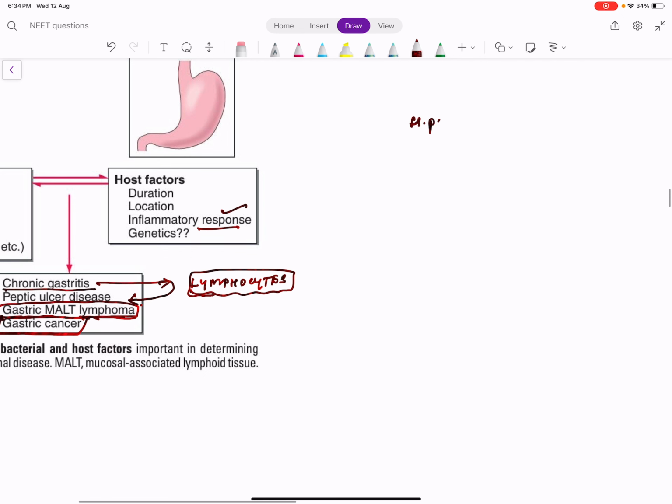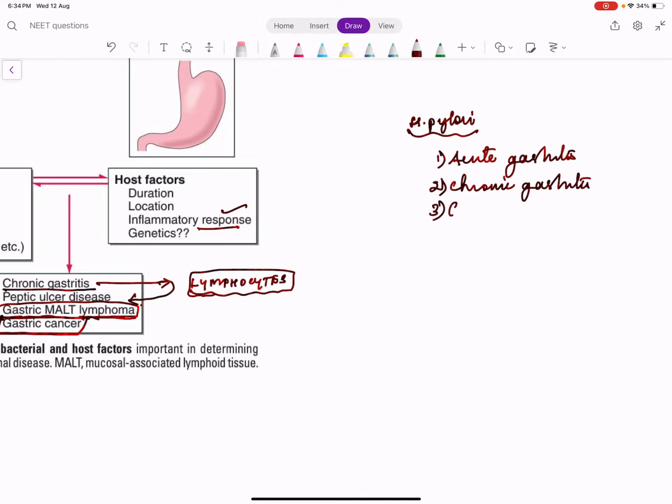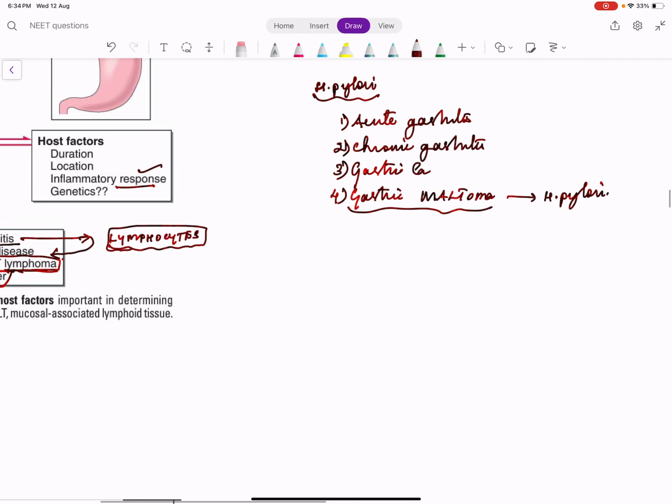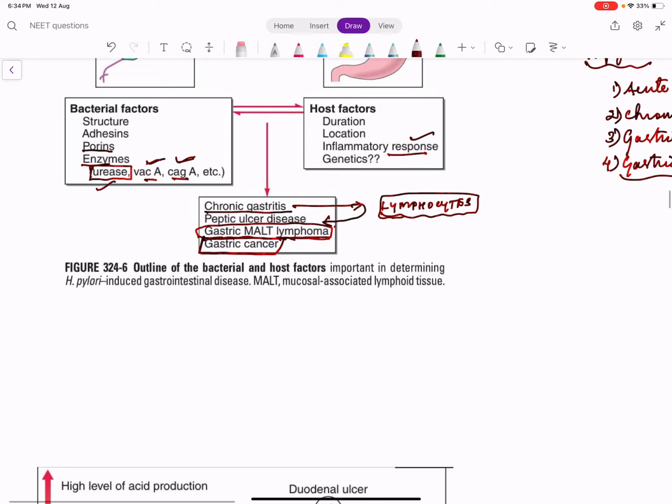So H. pylori is very important because it causes acute gastritis, it causes chronic gastritis, it causes gastric carcinoma, gastric adenocarcinoma, and it causes gastric MALToma. It's a lymphoma. So that is why H. pylori is very, very important. In fact, gastric MALToma usually reverses on treating H. pylori itself, so you need not give lymphoma treatment. They say for gastric MALTomas up to a particular stage, it is enough if you treat H. pylori, and the MALToma can reverse.